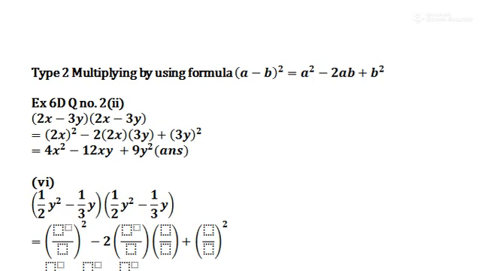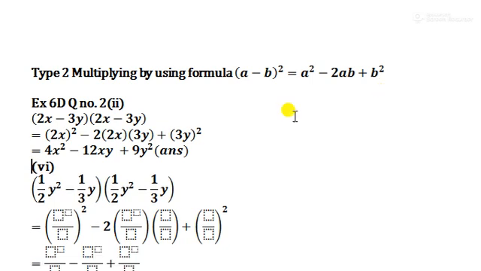So let us work out a problem with fractions. Let us take up question number 6, okay. So in question number 6 we have basically half y square, okay, minus 1 by 3y. So here also this multiplies half y square minus 1 by 3y. What does this mean? This means that it is of the form (a minus b) into (a minus b), and we have got a formula for (a minus b) into (a minus b).